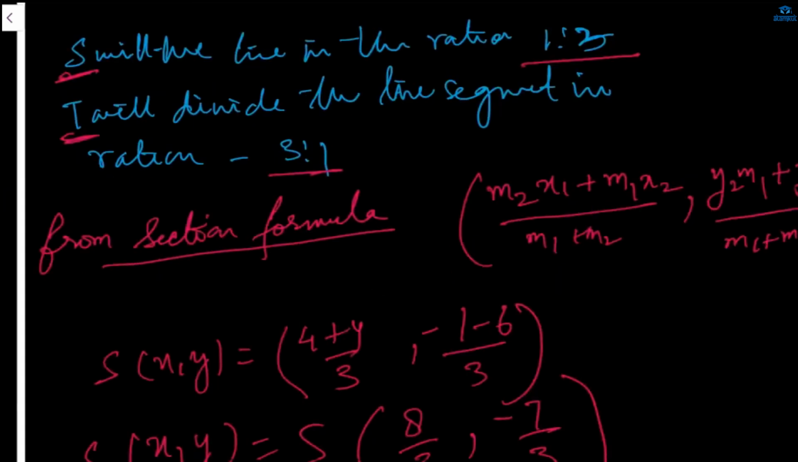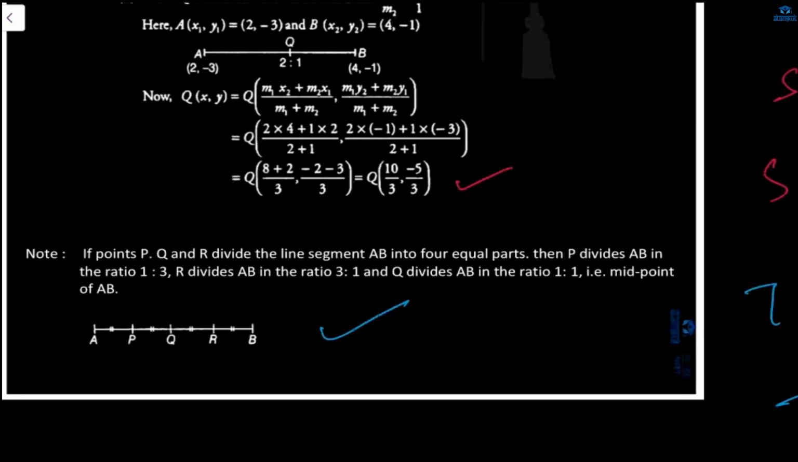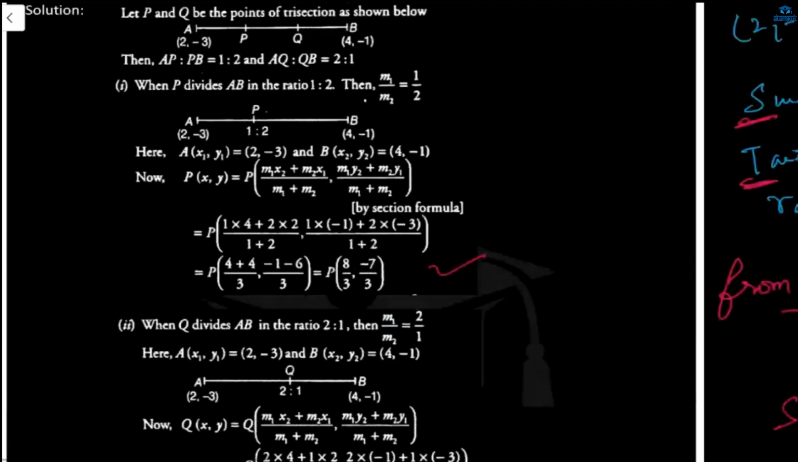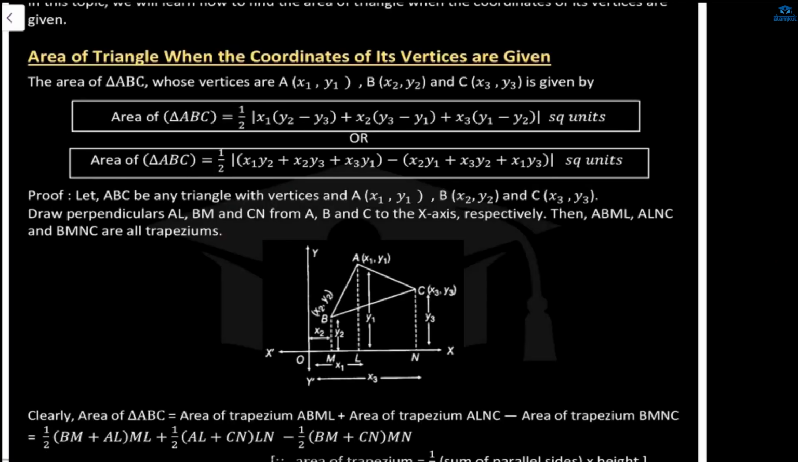Now, any doubt in the section formula? Just go through the section formula, because in the last class I explained about the section formula in detail, and you were not there. So just go through that video. All these problems are based on the section formula only. In the next class I am going to start the area of triangle. The main formula is there, you can see here. I'll explain the formula, and then we will have some questions based on this.